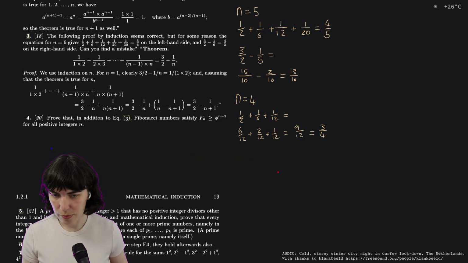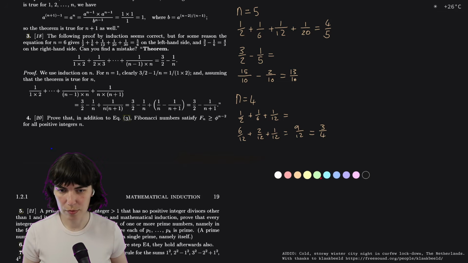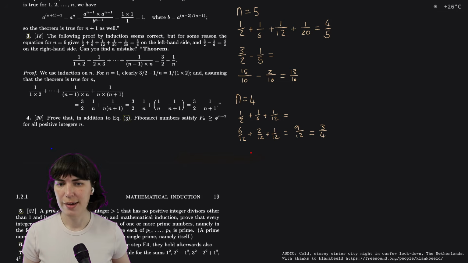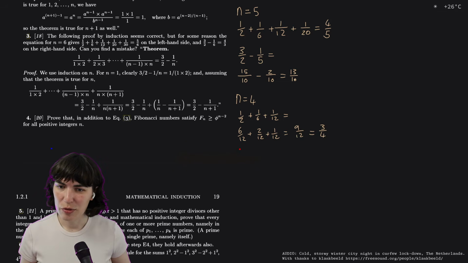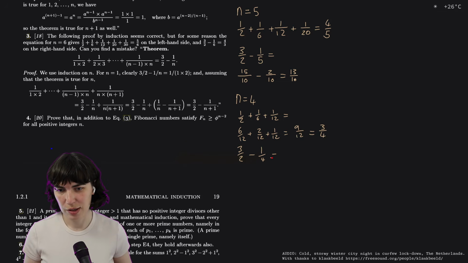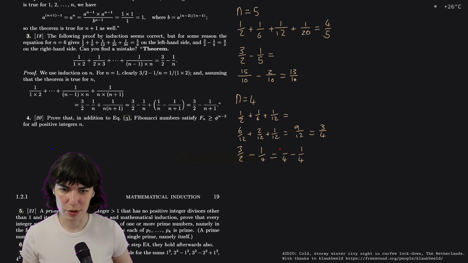Okay. Right, and then we've got 3/2 minus 1/4. And that is going to be 6/4 minus 1/4. No, that's not right. What am I doing? That's going to be 3/4.